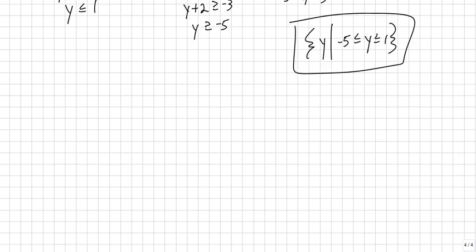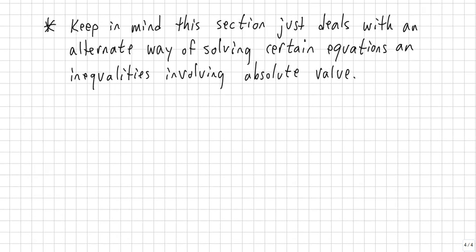What I'd like you to keep in mind is that in this section, you're just learning an alternate or optional way to solve an absolute value equation or inequality using the number line. What we learned in the section before, the algebraic way to do it, still works. It's perfectly okay. You can still use that. This is just another way you could come up with those solution sets.